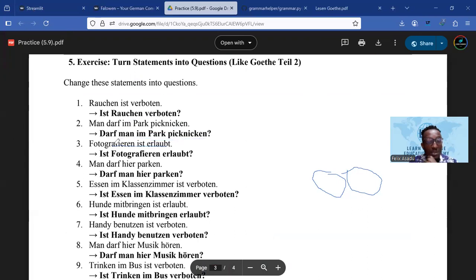Fotografieren is allowed. So when I want to form the question, I'll bring the ist here and the fotografieren erlaubt. So ist fotografieren erlaubt. Number 4 is man darf hier parken. So darf man hier parken. We bring the darf to the front and the man at number 2. And Essen im Klassenzimmer ist verboten. So ist Essen im Klassenzimmer verboten. That means that is eating in the classroom forbidden.